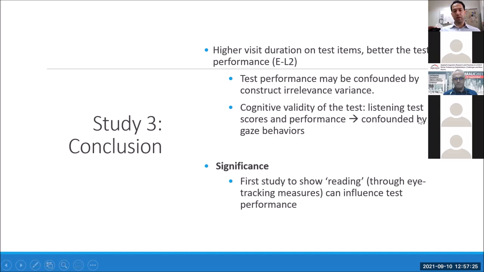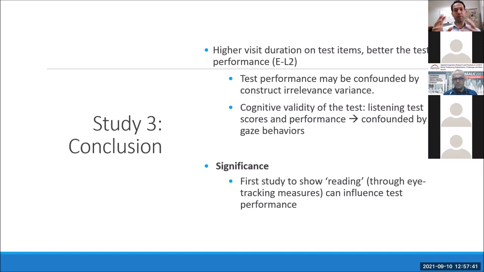When we conducted this study, it was perhaps the first study, and now I can hedge this to say it was one of the first studies that showed reading, the process of reading itself, has a significant influence on test performance, but for a particular group of people.